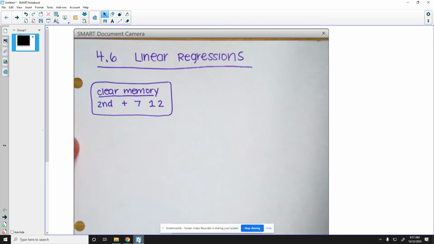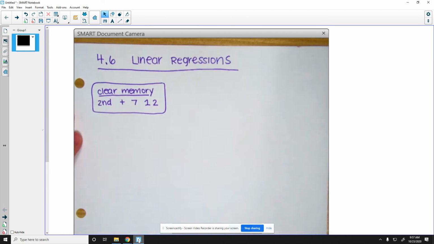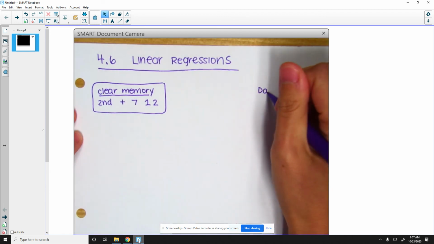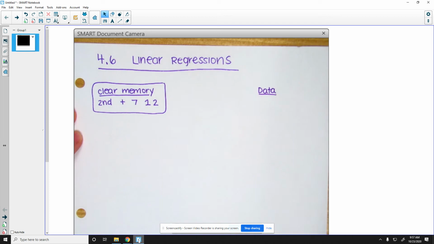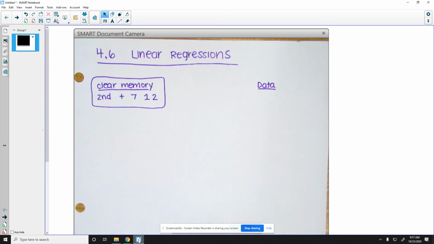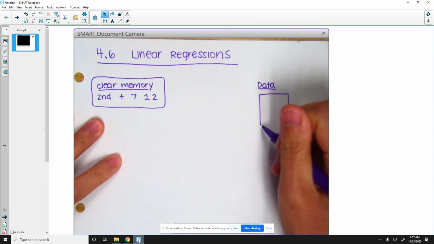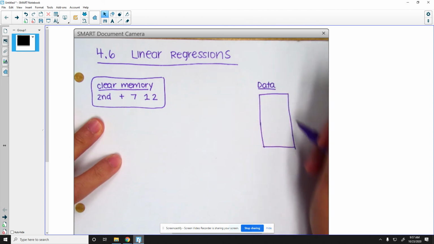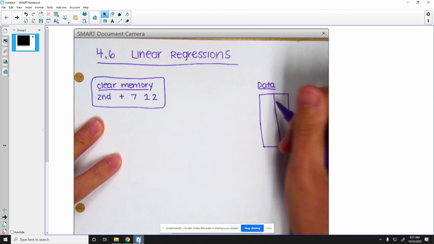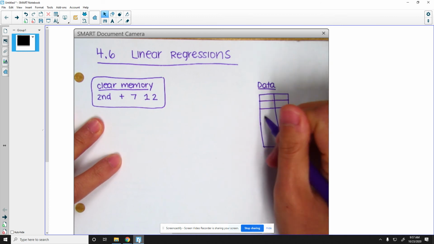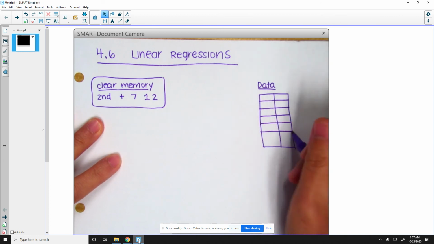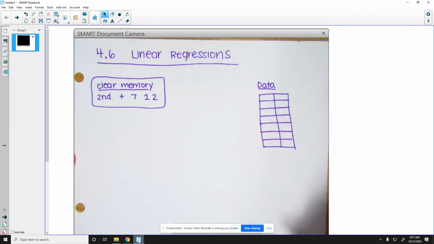Okay, so let's pretend we have a problem. So here's our data. Data means like what are the things in your problem? Okay, let's say I have a table. And just give me a big rectangle and then just draw little rectangles in there. And let's just make up a problem together.